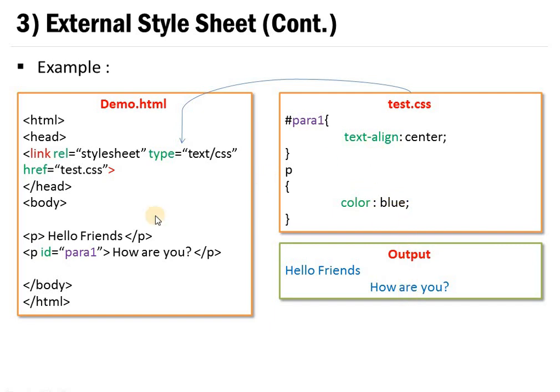Now I have also set an id for this, and this id is parameter 1. Over here I have used the id selector, so that property will also be applicable to this, and text-align equals center. That's why it is in the center of your screen. So this is the external style sheet.